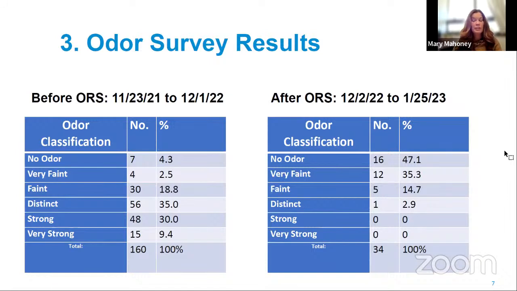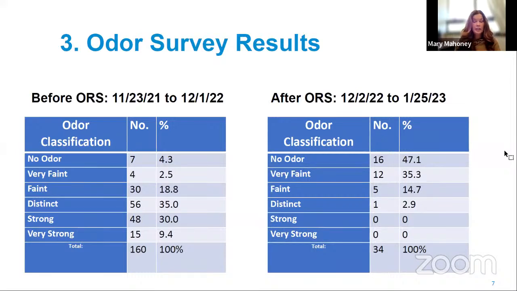The table on the left has the odor intensities found at these locations before the ORS was operating. And as you can see, the majority of the odors were being classified as distinct and strong. The overall 3 most intense odor ratings comprise almost 75% of the odors being identified, and finding no odors or very faint odors was rare. The table on the right has only the results from the 17 odor surveys conducted after the operation of the ORS had begun. The results have shifted noticeably towards the low odor intensity range and the no odor level.